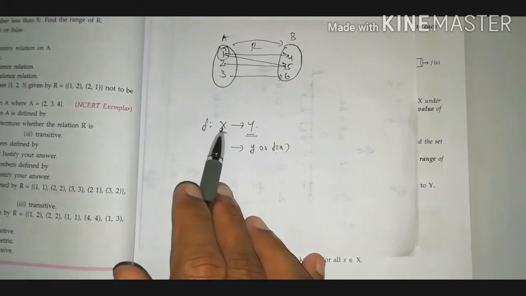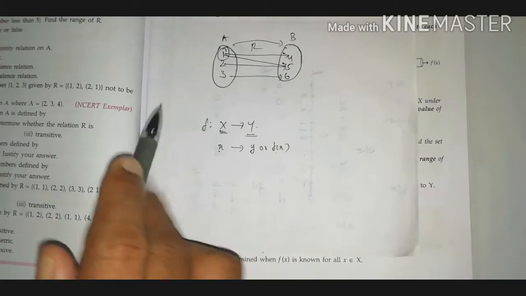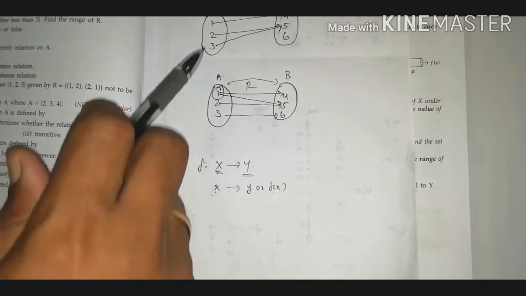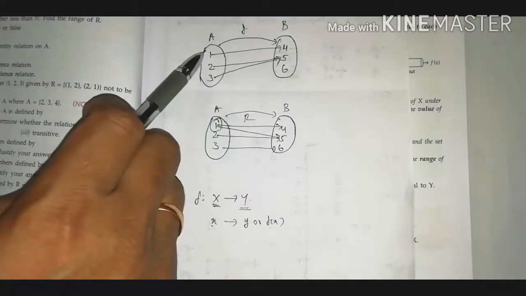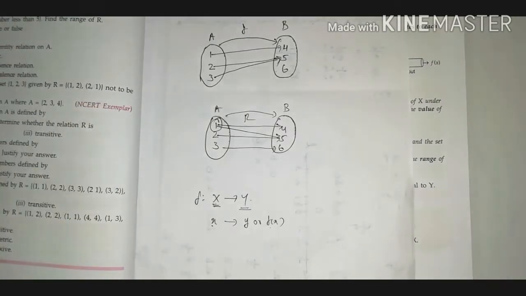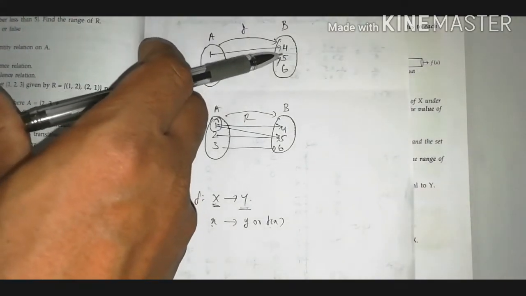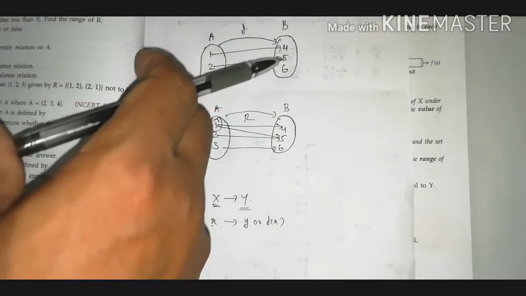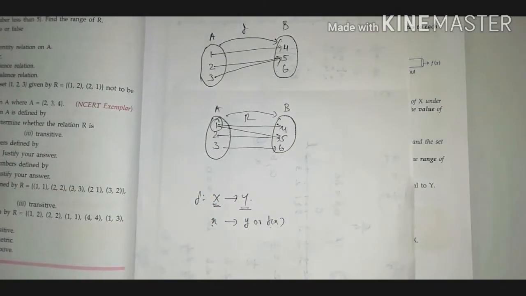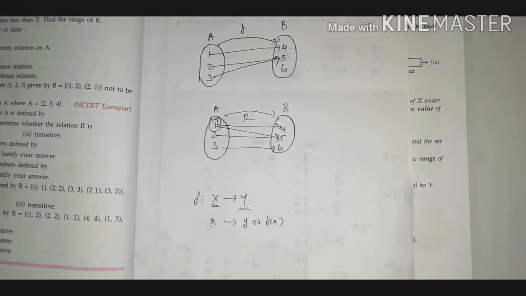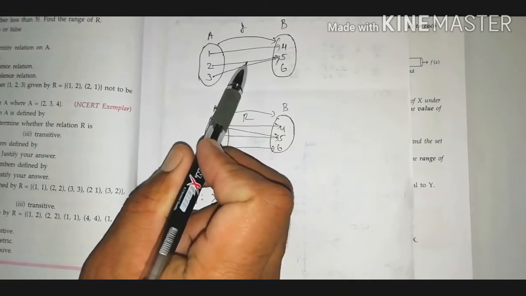So all the elements of this capital X, if you consider this example, the set 1 2 3, is known as the domain, and in B we can see 3 elements, that is 4 5 6. The set 4 5 6 we can consider as the codomain. Then what is the meaning of range? That is the collection of all images. Look at the example here.